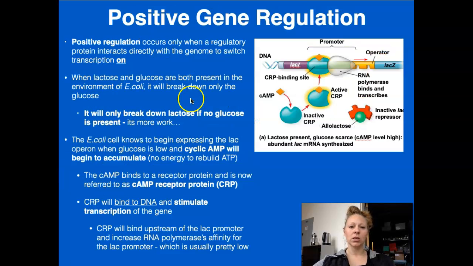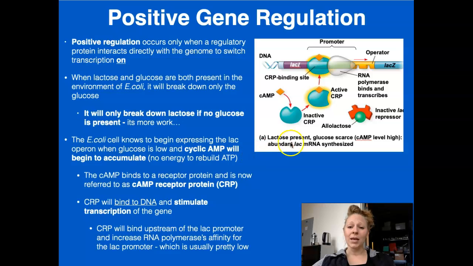Positive gene regulation occurs when a regulatory protein, like that repressor but now not a repressor, is going to attach onto the DNA, and it's going to stimulate or cause more transcription. So that should make sense, positive gene regulation. When lactose and glucose are both present, the cell is going to break down glucose first. This is because it's a smaller molecule and it is easier to break down. It takes less energy to get energy, so it's going to break down the glucose first.